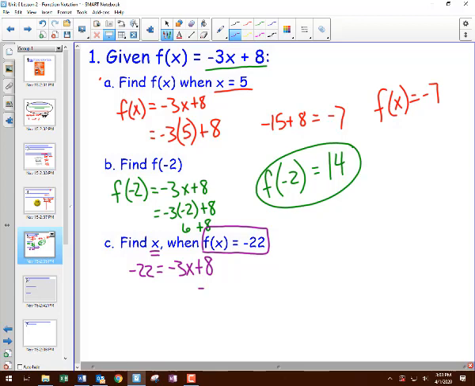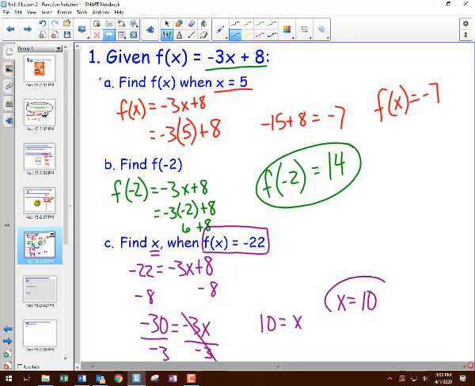We'll start off by subtracting 8 from both sides. Now we have negative 30 equals negative 3x. Divide by 3 on both sides. The 3's cancel out, and I'm left with 10 equals x. In other words, x equals 10. Not that bad.